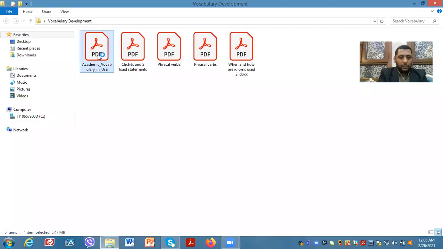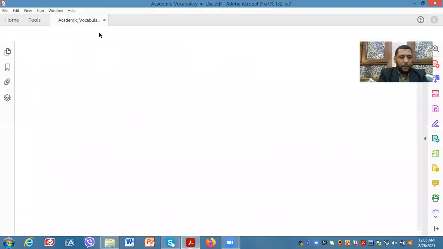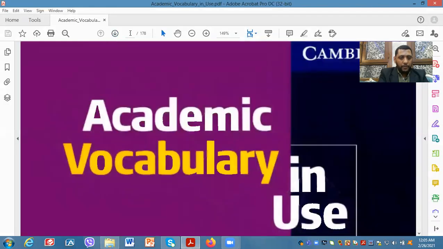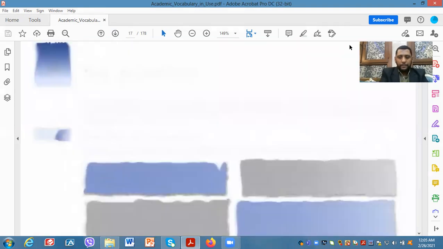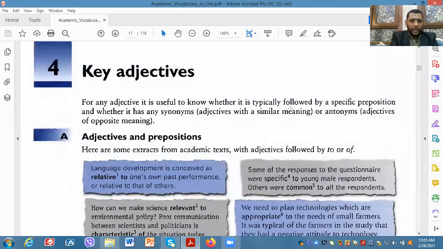As for today's lecture, it's going to be about the key adjectives. Let me share the screen with you so that we can go straight to the lecture. Okay. Academic vocabulary in use. Here we go. This is the book, and the key adjectives can be found on page 17. So let's go to page 17 and start our lecture. Okay, page 17. Okay, here we go. Key adjectives.